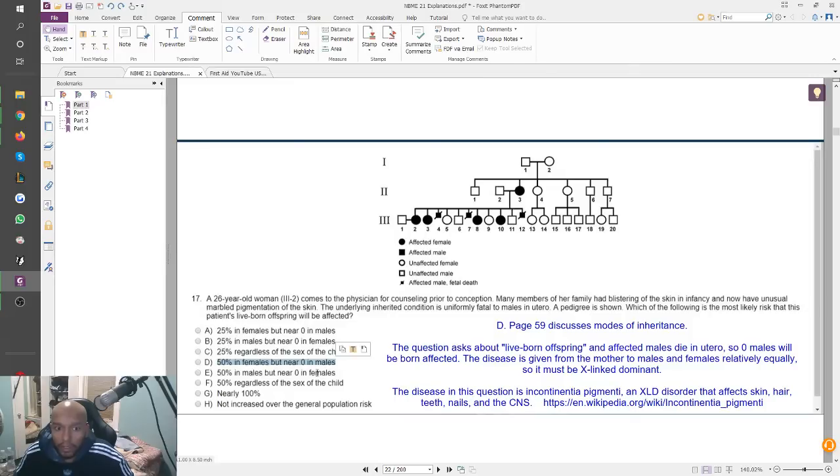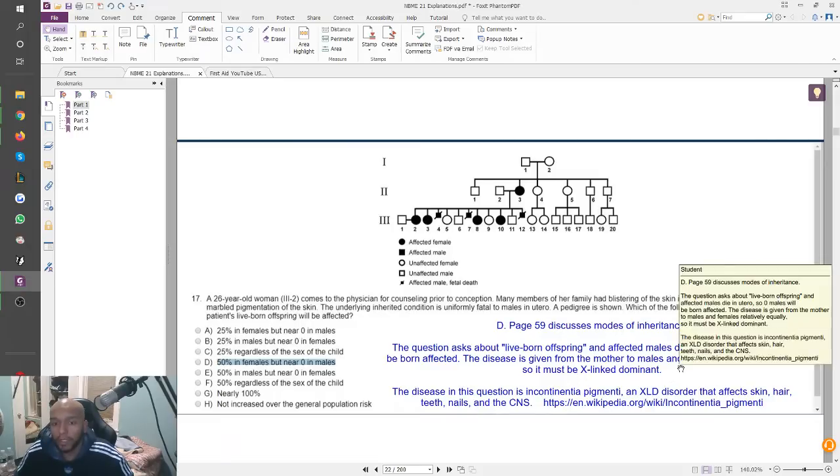Right? Near 0. You had to pick an answer choice that said near 0 in males because a live-born offspring that is affected cannot be male. Cannot be male, right? This was a slightly difficult question, and this was one that I got wrong. Right? I got this wrong. I wasn't entirely sure what was happening here. I was able to come down to the fact that it would be X-linked dominant. I did get that part down.